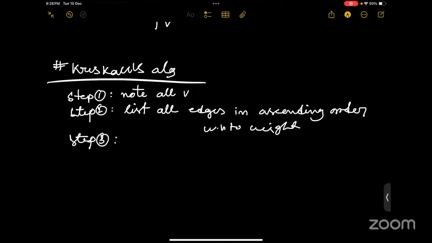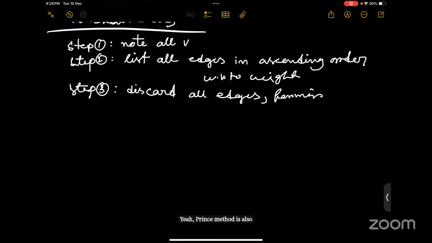Step 3, you have to discard the edges which are forming a cycle. Okay. This method is the most simple method according to me. This and Prim's as well. Both are. Yeah. Prim's method is also an easy method. Okay. So let us solve one example using this.